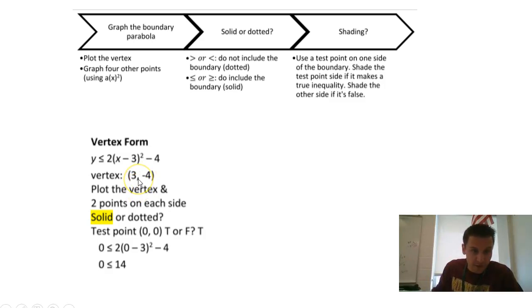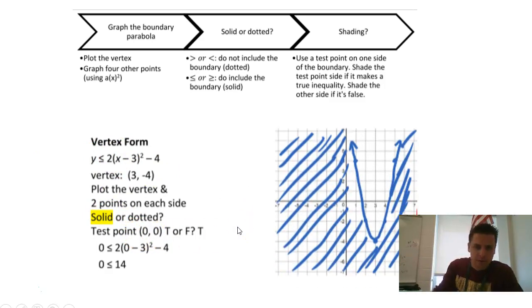Then we decide, is it solid or dotted? Well, this is going to be solid, and the reason is because it's "or equal to," which means the points that are on the boundary parabola would satisfy this inequality. Then we find a test point. We're going to use (0, 0). So let's look at what this graph looks like. Here's the graph. (3, -4), right there, is the vertex. We know that from vertex form.